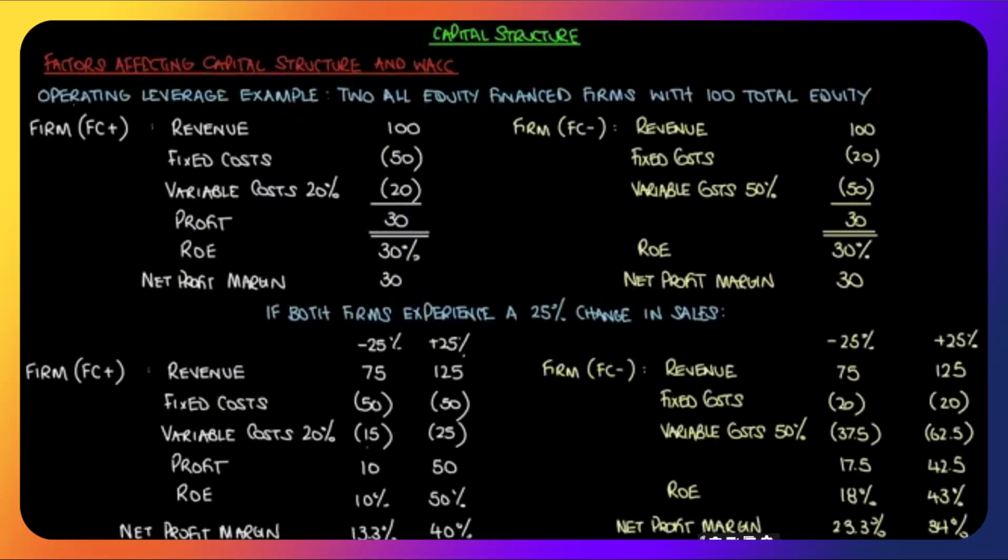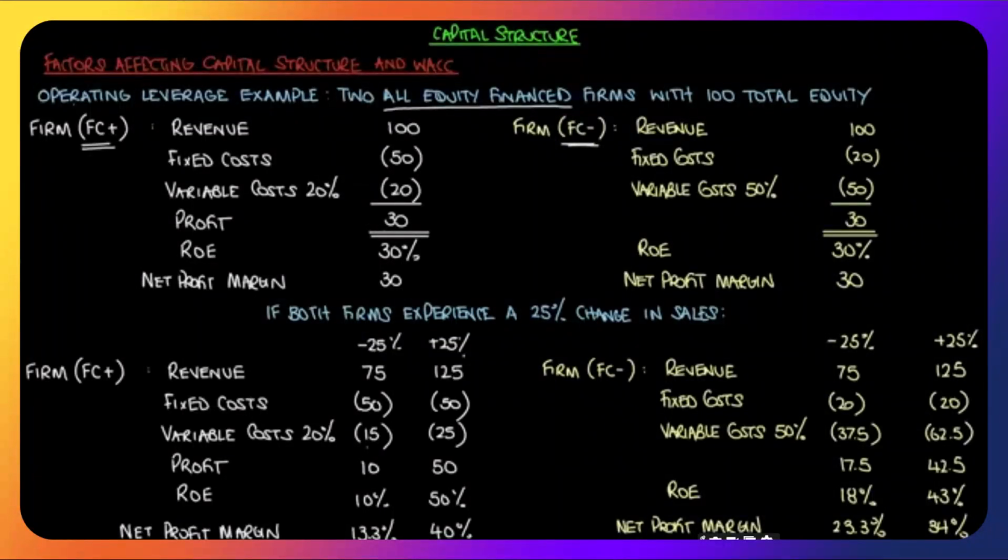We have here two firms, both all equity finance, so we're going to ignore any issues with debt. Both of them have got 100 total equity. And they are called Firm FC Plus and Firm FC Minus. And you can see the point of the naming system.